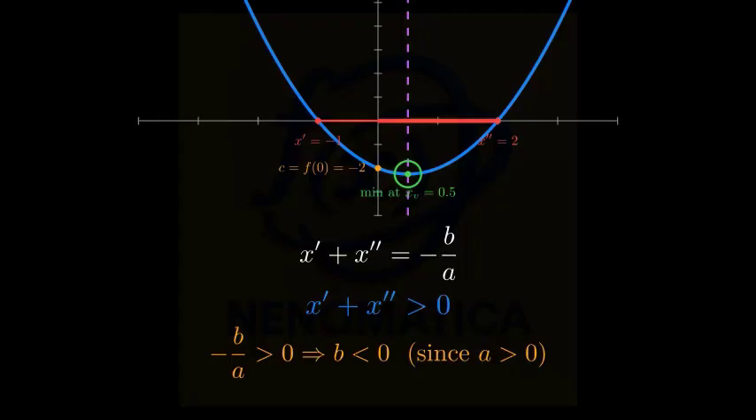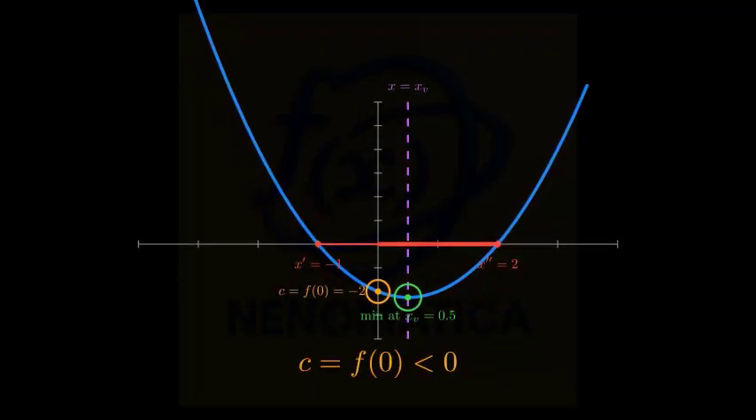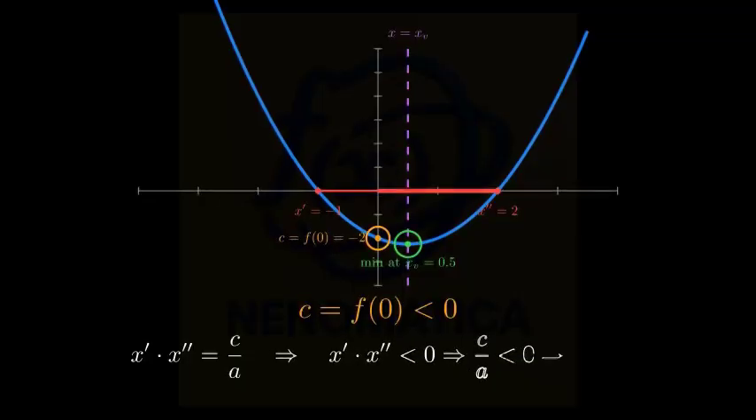Step 3. Determine the sign of C. The y-intercept is below the x-axis, so f of 0 equals c is negative. Equivalently, one root is positive and the other is negative, so their product is negative. And since c over a equals the product, c must be negative given a greater than 0.